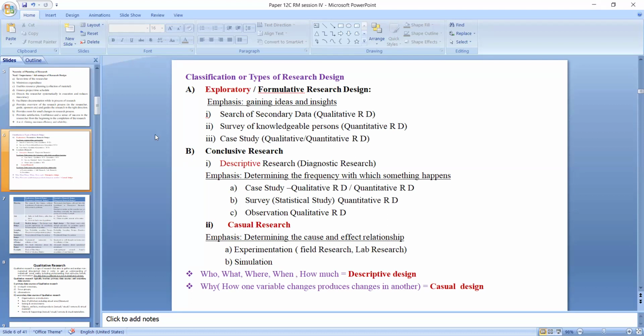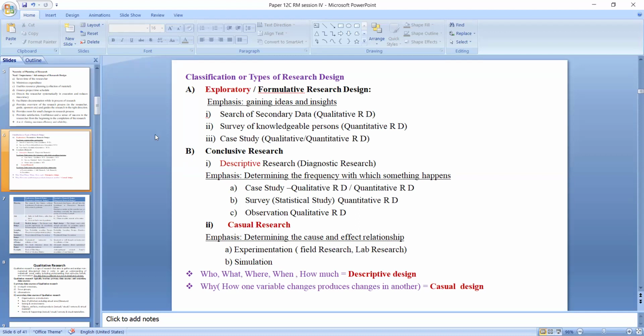So what we were talking, suppose we want to explore, we want to gain ideas and insights. There are 3 ways: search of secondary data, that is qualitative research; survey of knowledgeable persons, that is quantitative research. Now here, I forgot to put interviews and observation. While sending the PPTs, I will put that. So here for exploration, the interview method and observation method will also be used. So that will be qualitative research. And the third that is written here is case study.